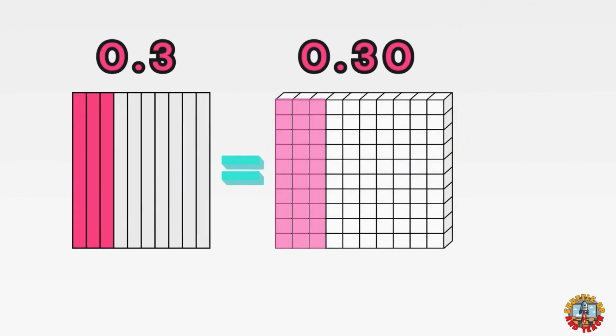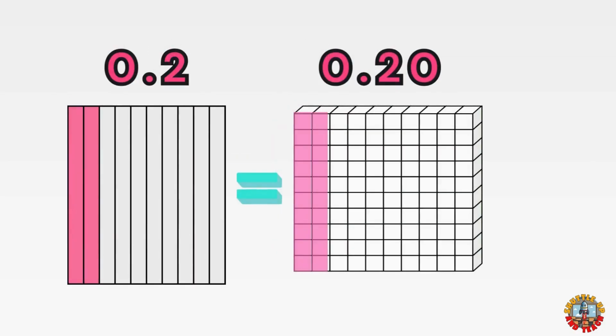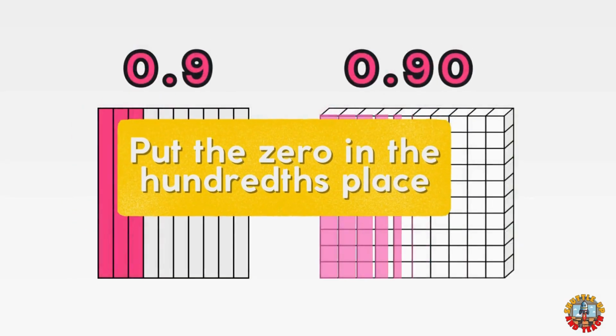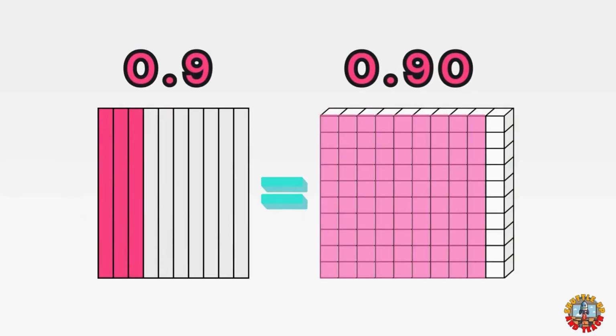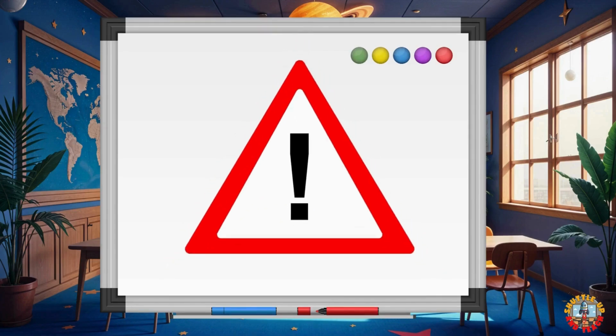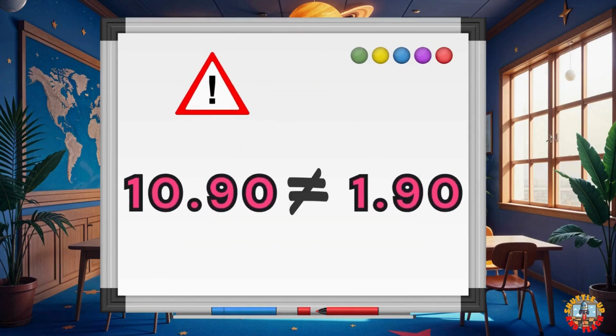Here's a neat trick. You can write a 0 after the digit or digits that come after the decimal point in the tenths place to find the equivalent decimal. But be careful! This trick only works for decimals. Don't add a 0 to the whole number part.